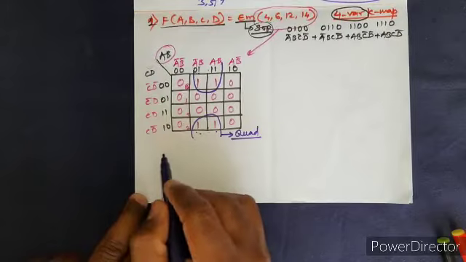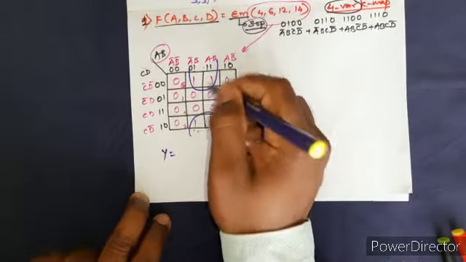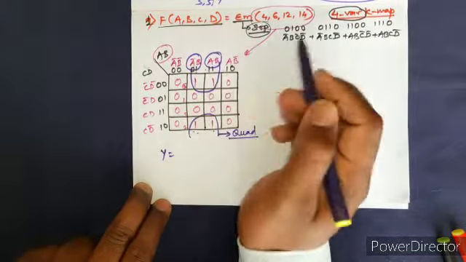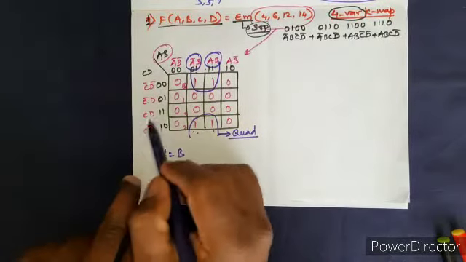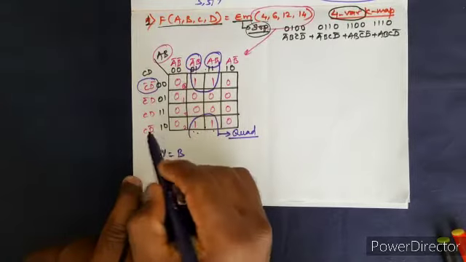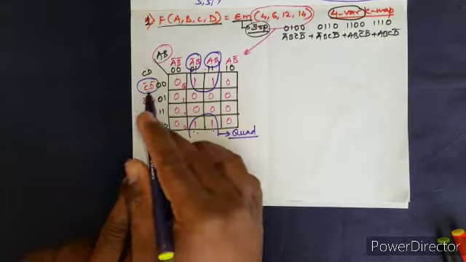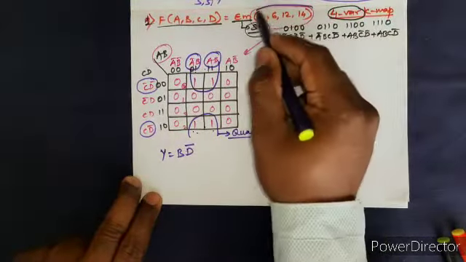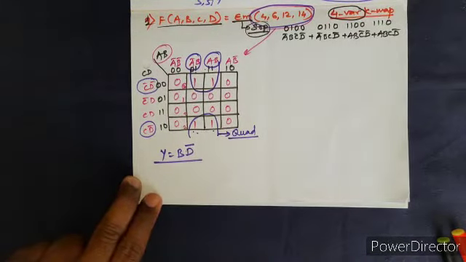So this can be written directly: y equal to, now if you see vertically it is associated with A bar B, B and AB. Out of this only B is constant. If you go horizontally then it is C bar D bar and C D bar. Here only D bar is constant. So for this equation the reduced form is simply y equal to B D bar.